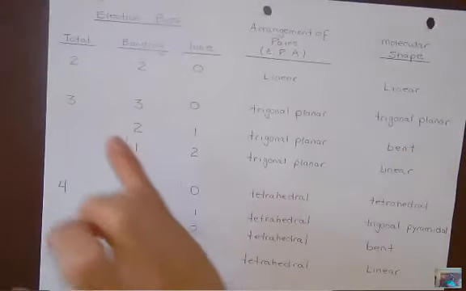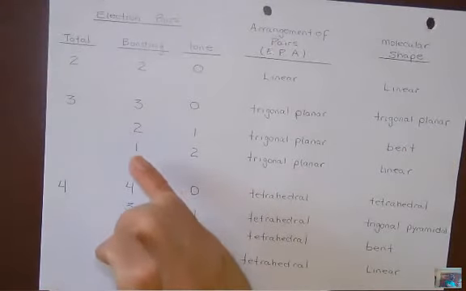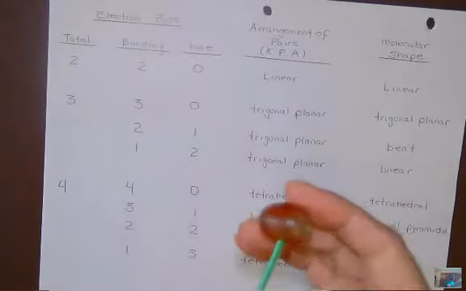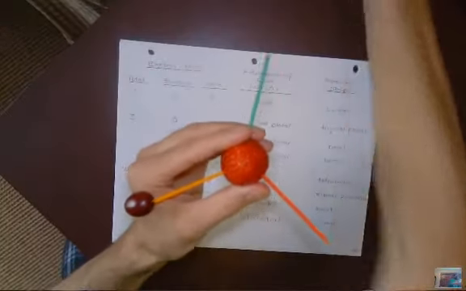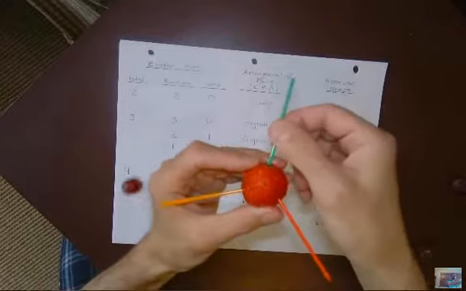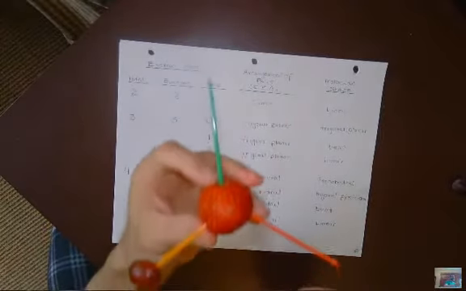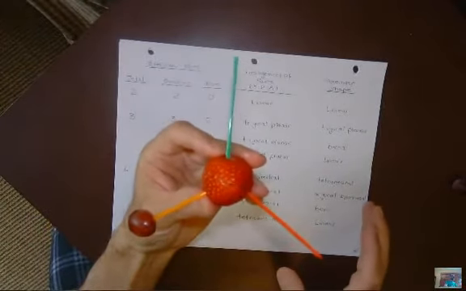Okay, next one. Three total groups. Only one of them is bonding. The other two are lone pairs. So pop two grapes off. If I pop two grapes off, look at that. There's my three total groups. Oops, my other grape popped off on its own. Let me put him back on. Okay, there's my three total groups, right?